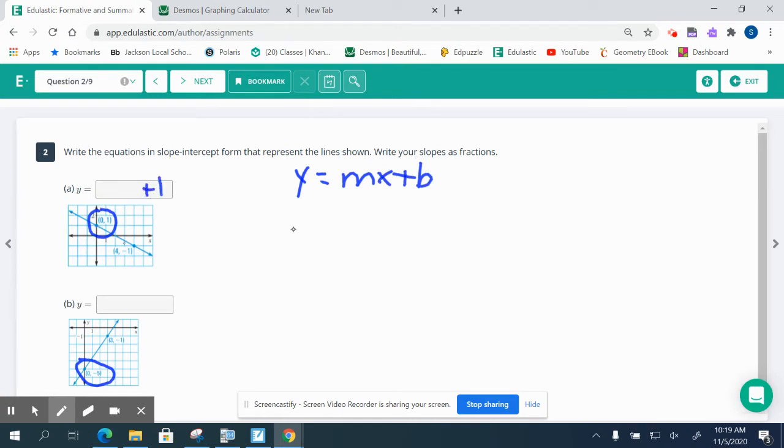Now you need to figure out what the slope is. You can either do the slope formula or you can do rise over run. I like to make a little right triangle so I can figure out the rise over run. So here we would rise down 2 and then over 1, 2, 3, 4. So the slope is -2 over 4, which simplifies to -1/2. So then your equation would be y equals -1/2 x plus 1.